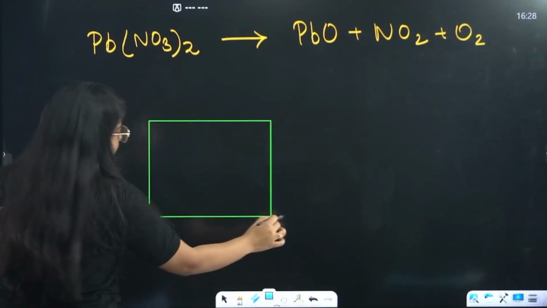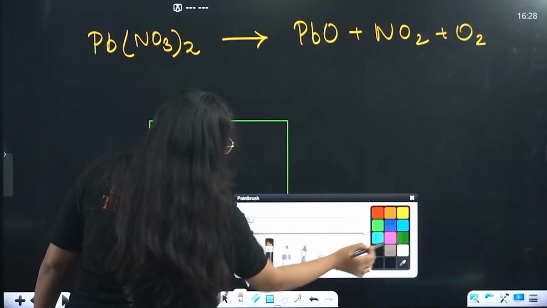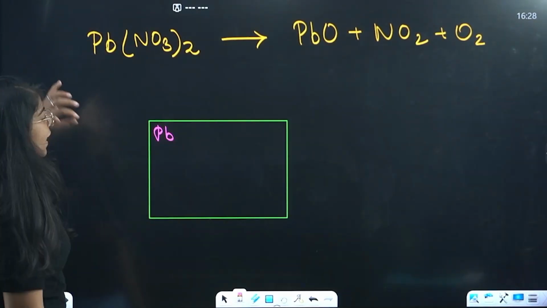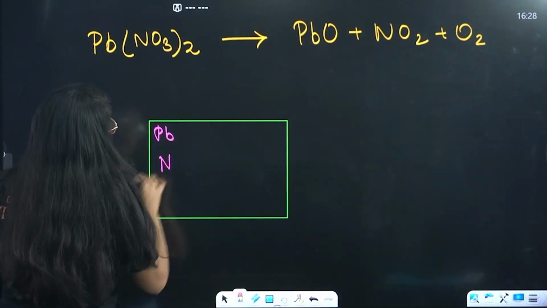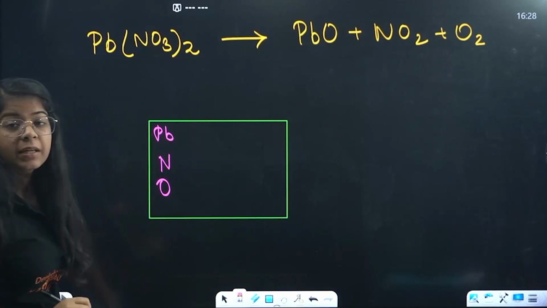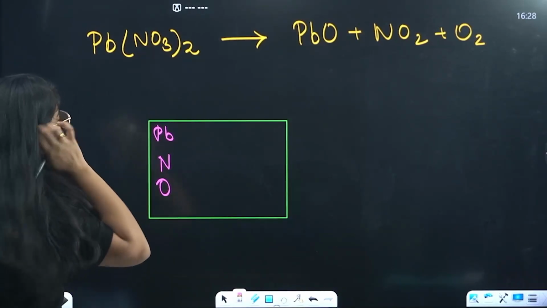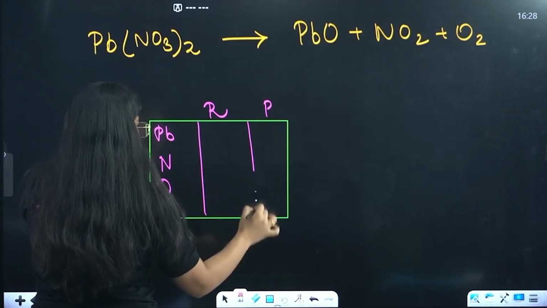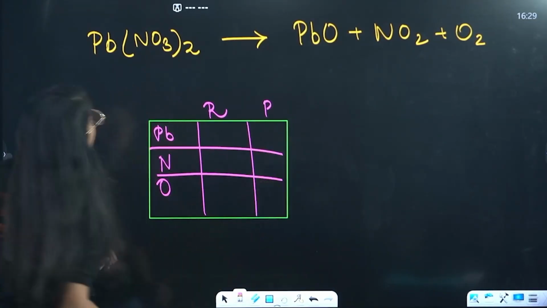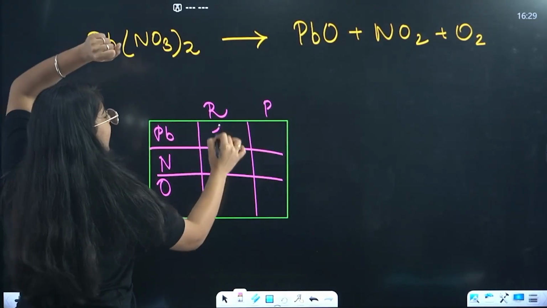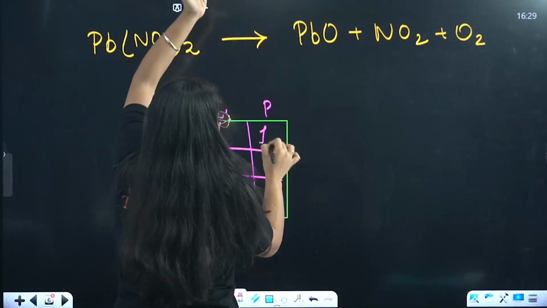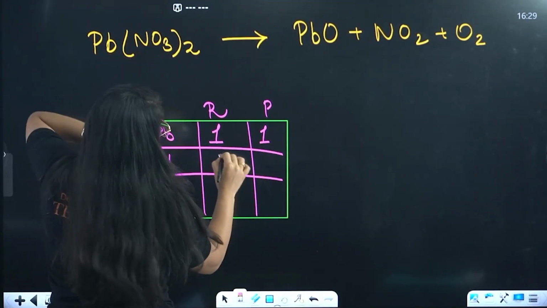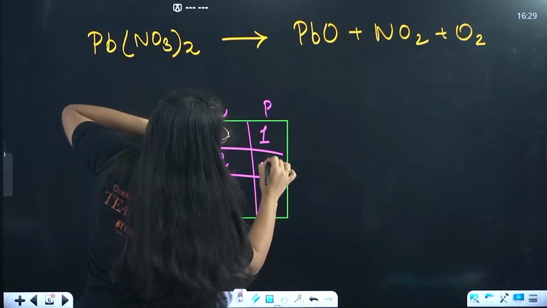We'll make a table and write the elements. What is the metal? Pb is the metal, and then nitrogen and then oxygen. Now you just have to balance. This is the reactant side, this is the product side. Lead is only one on the product side. N is 2 on the reactant side, and here we have N only one.